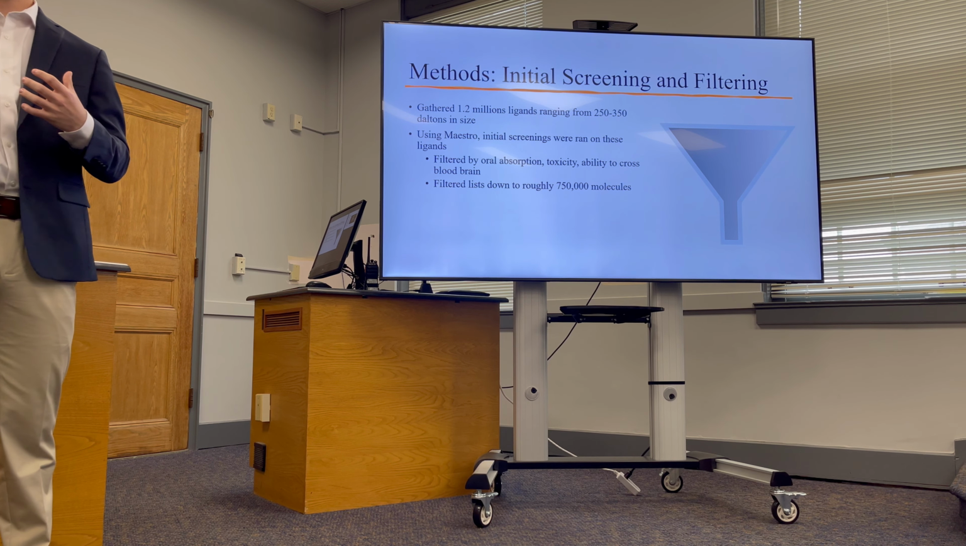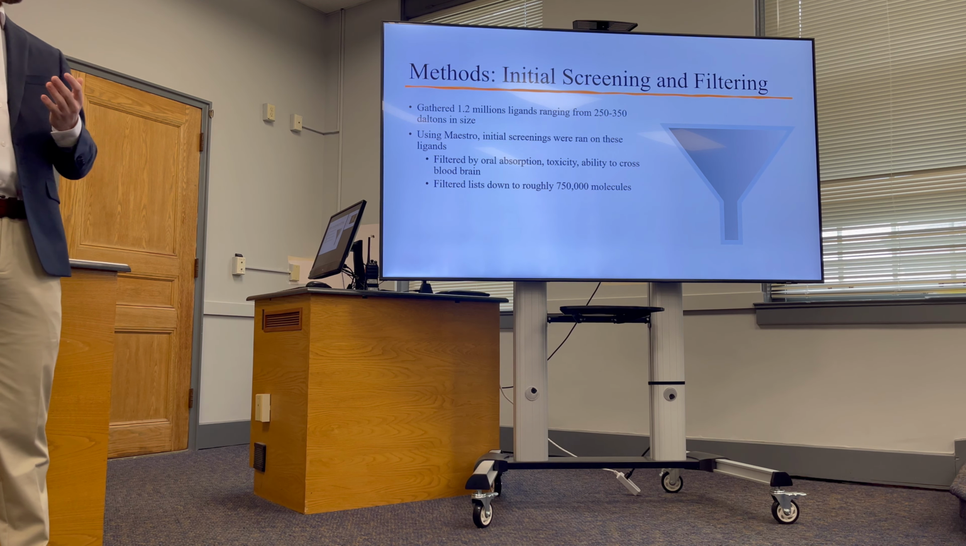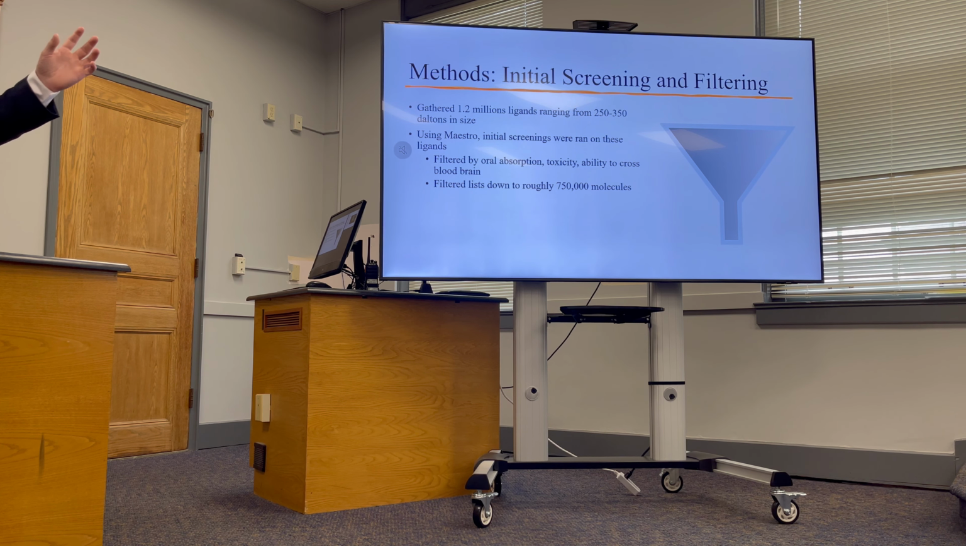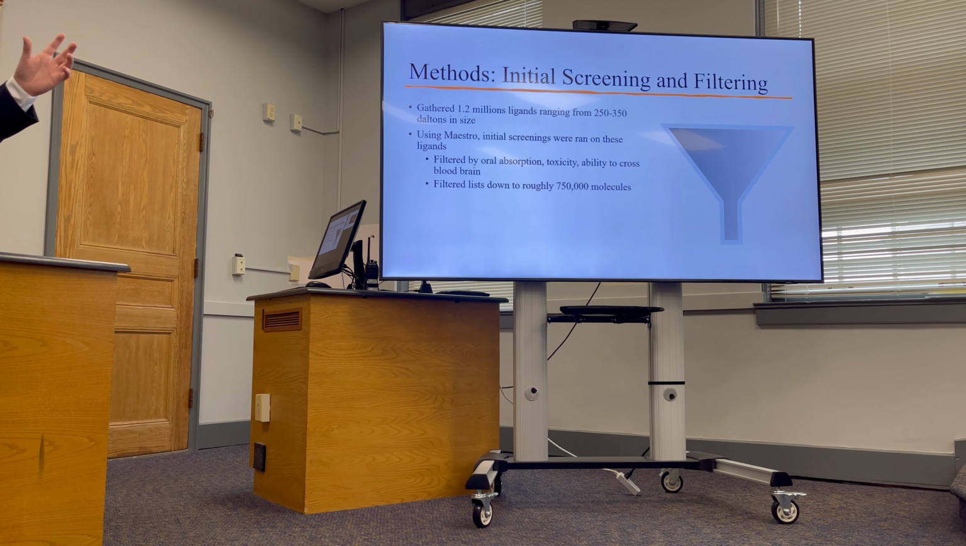After we had these ligands, we used initial screenings to see how they would act inside the body and see if they would actually be viable to begin with. So what we did was we filtered by oral absorption, toxicity, and their ability to cross the blood-brain barrier. Being able to cross the blood-brain barrier is very important because if you're going to have a receptor that is the main inhibitory receptor of the central nervous system, you're going to need it to be able to get into the central nervous system to begin with. And all this filtering allowed us to go from 1.2 million ligands down to 750,000, which we took into the next stage of our screenings.